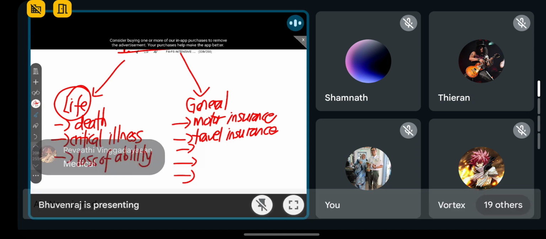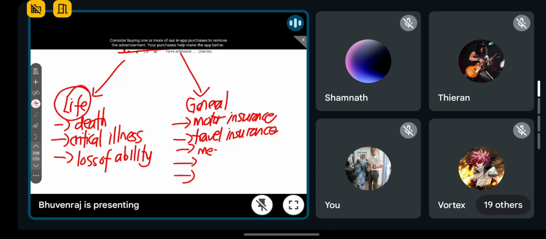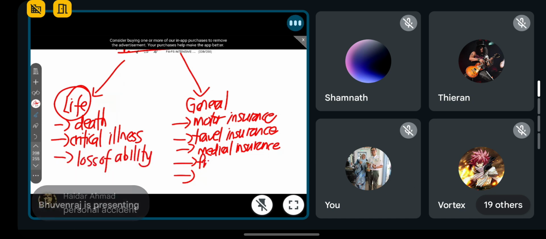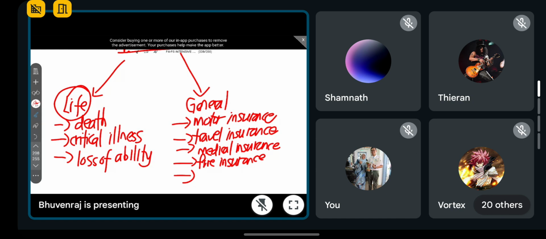Yes, very good. Medical insurance. Okay, yang ni yang paling common lah. Paling biasa kamu boleh nampak. Bila kamu sakit, you go to hospital to claim insurance. Okay, some more? 2 lagi. Yes, very good. Fire insurance. Okay, bila rumah kamu terbakar, you will have syarikat insurance tu akan bayar balik pampasan kat kamu juga.